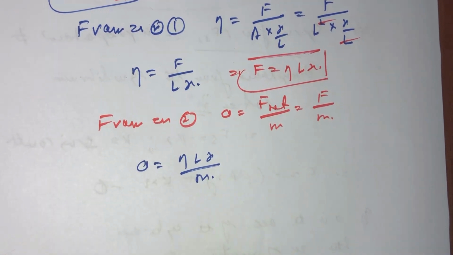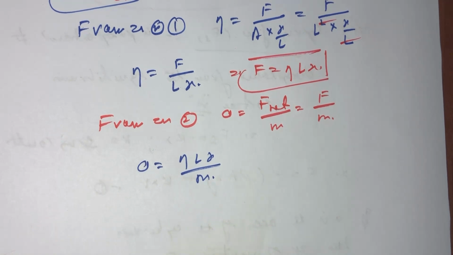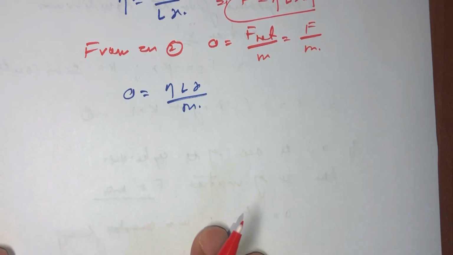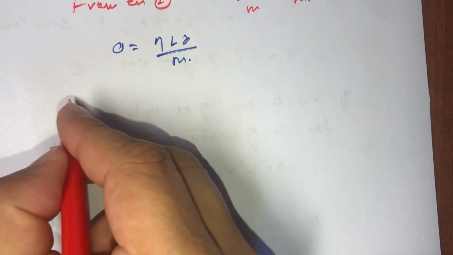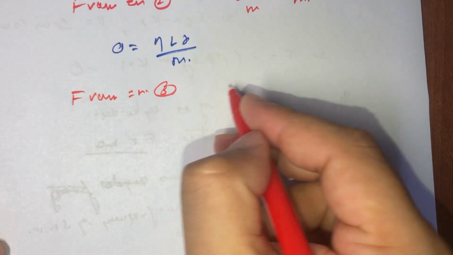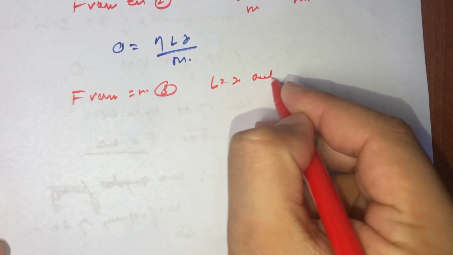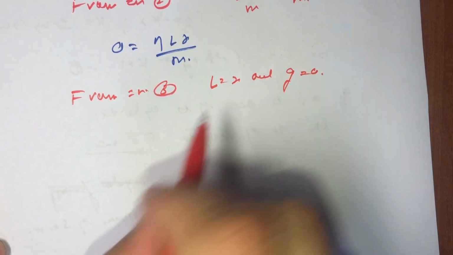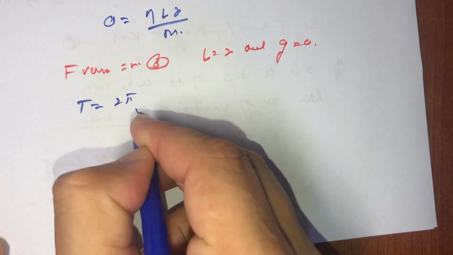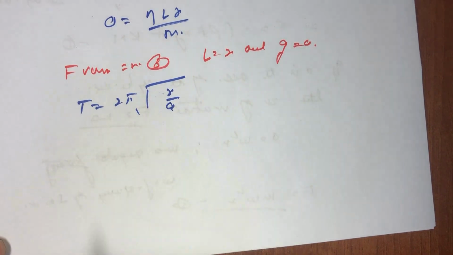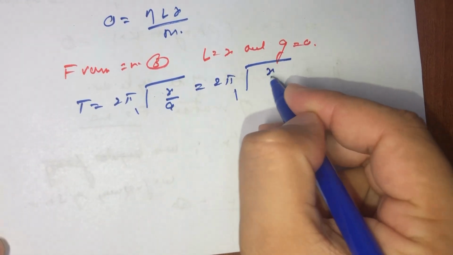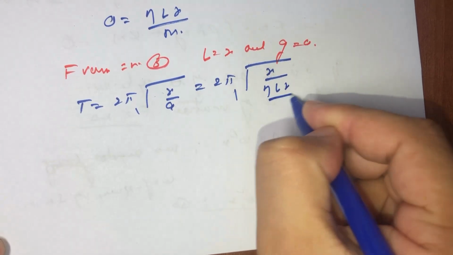And in the equation of the time period, that is from equation 3, our length is equal to x and g is equal to a. We substitute, we get T is equal to 2 pi square root of x upon a. Now we substitute the value of a, and we get 2 pi square root of x upon nu Lx upon m.